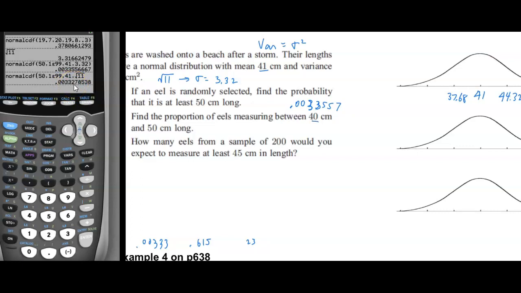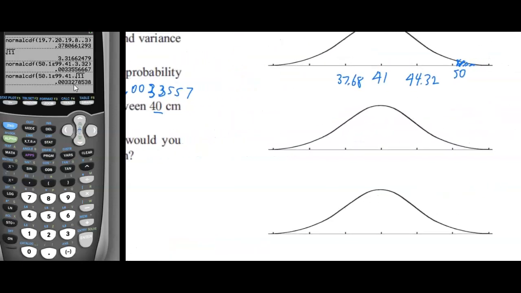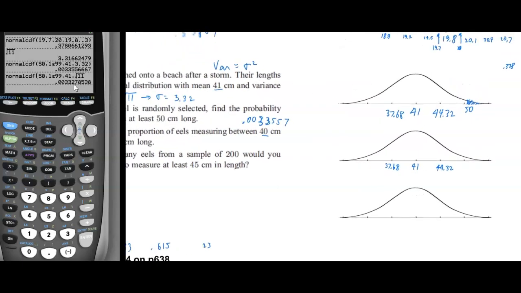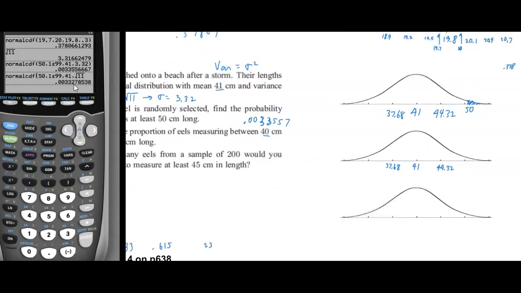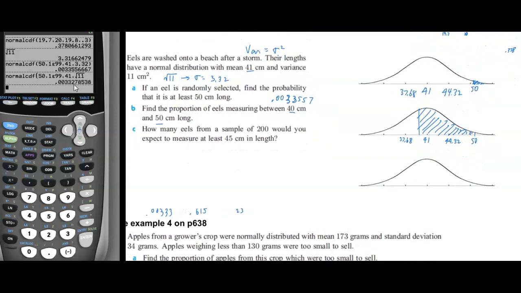So next we're going to find the probability that the eels measure between 40 and 50 centimeters long. Once again, I'm going to put the scale here on the x-axis, and I'm going to do between 40 and 50. So 40 would be about here, and 50 would be way over here, like I had before. Okay, so that's a pretty big percentage. Looks like it might be even bigger than 50%. So let's do this one.